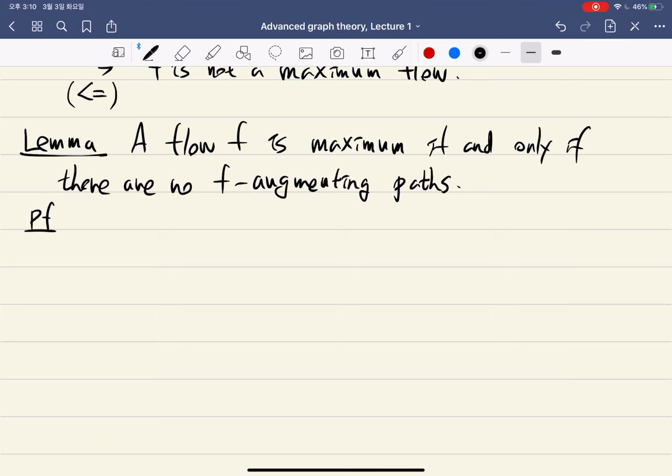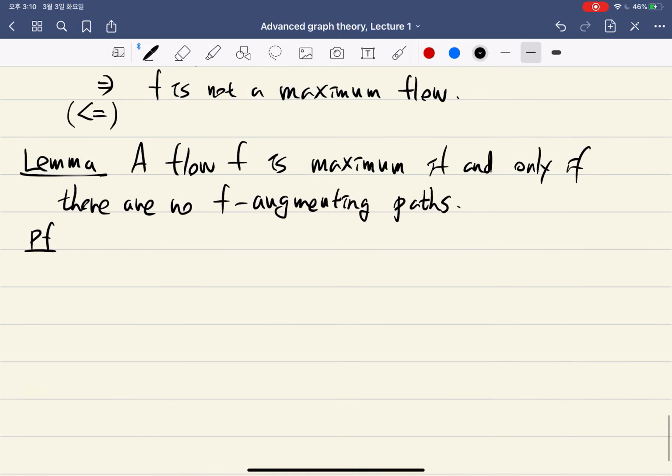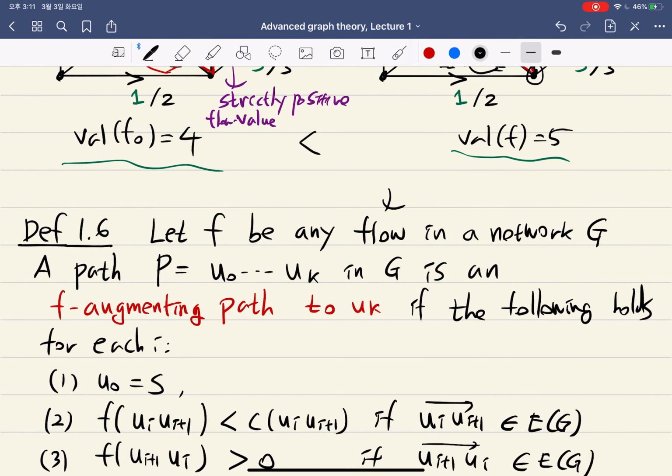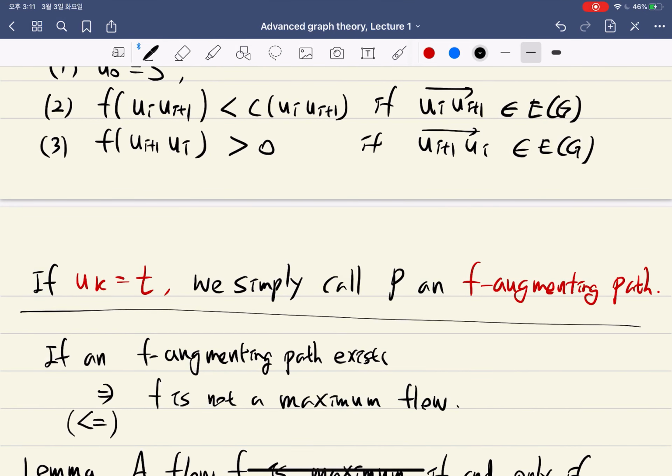So how do we prove this? This direction is easy. If a flow is maximum, then there are no f augmenting paths. Because if there is an f augmenting path, then we can augment it.